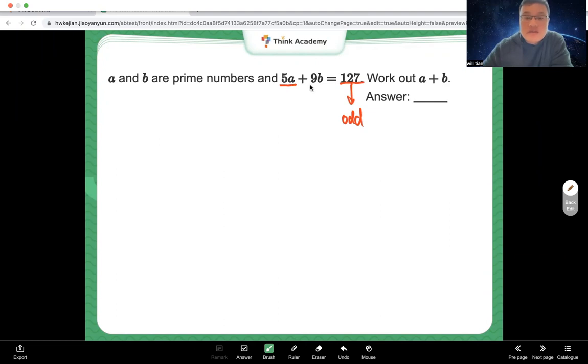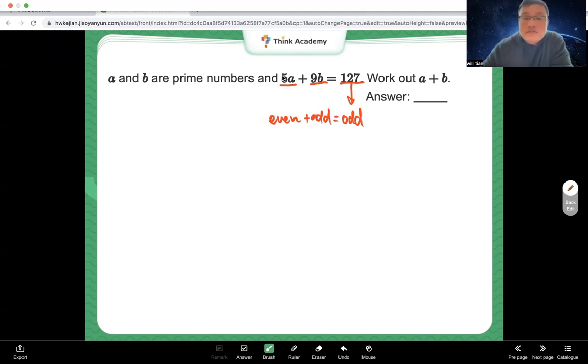Even plus even is even, right? Odd plus odd is even. Am I right? Odd plus odd must be even. So 1 plus 1 is equal to 2. So if you want to add two numbers to get an odd number, that must be 1 even plus 1 odd. Am I right? Make sense?